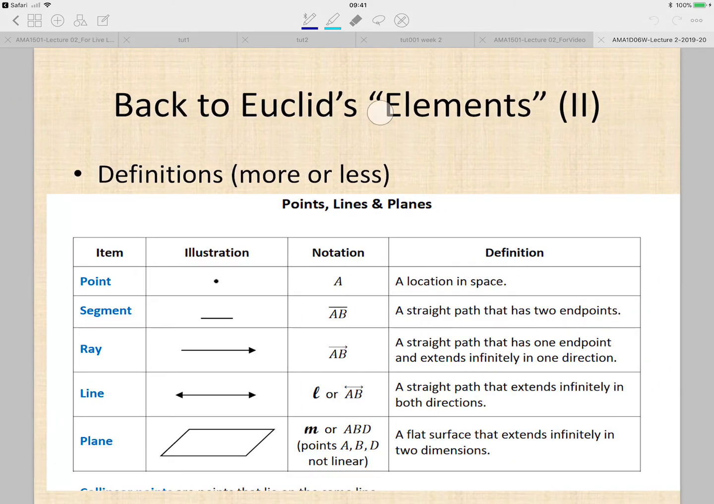So back to Euclid's Elements. His 23 definitions more or less define a point, a segment. A point is a location in space. A segment is a straight path between two endpoints. A line is a straight path that extends infinitely in both directions. The plane is a flat surface that extends infinitely in two dimensions.